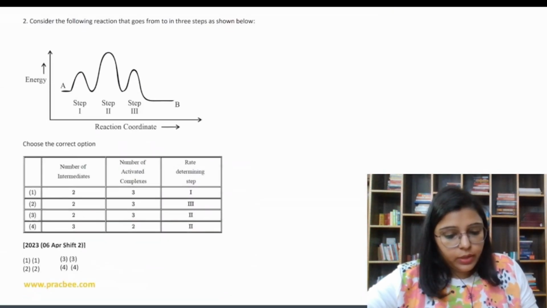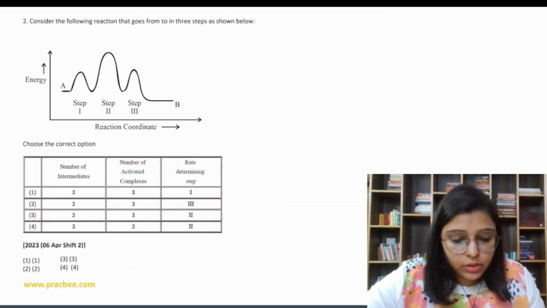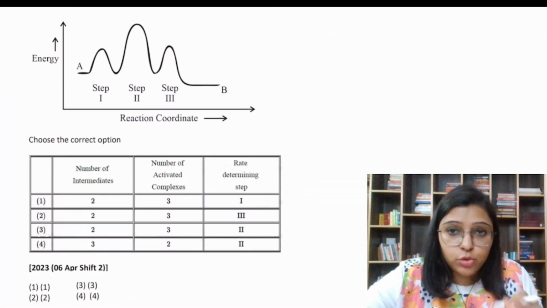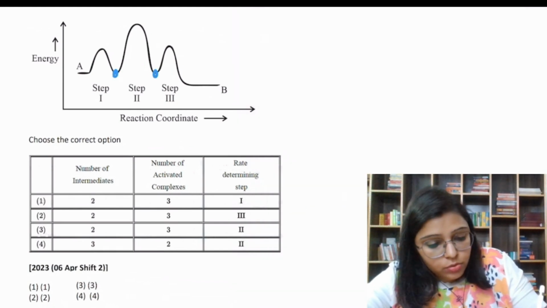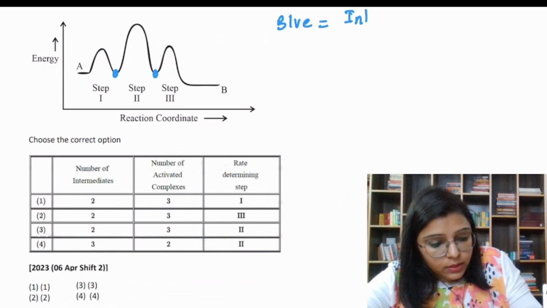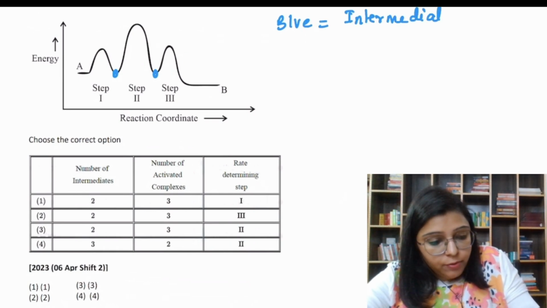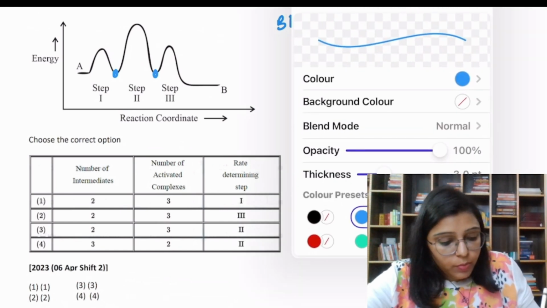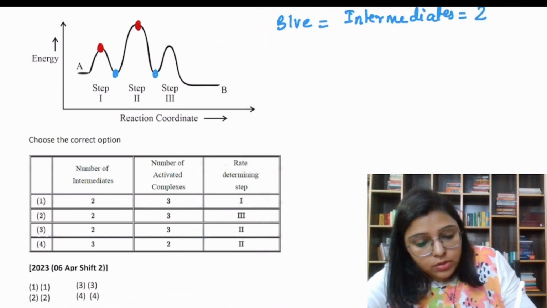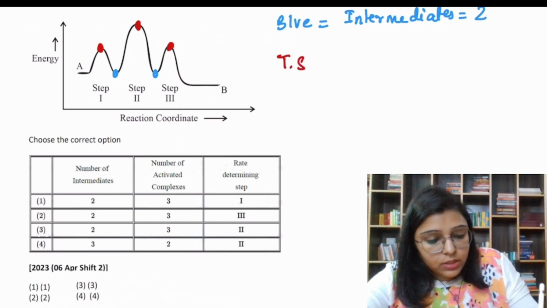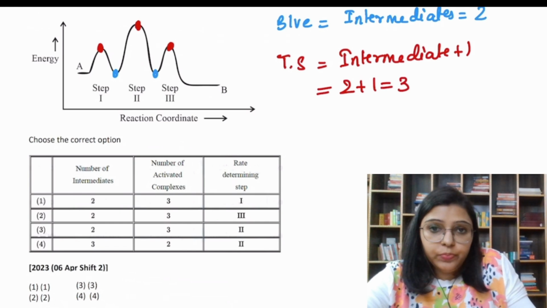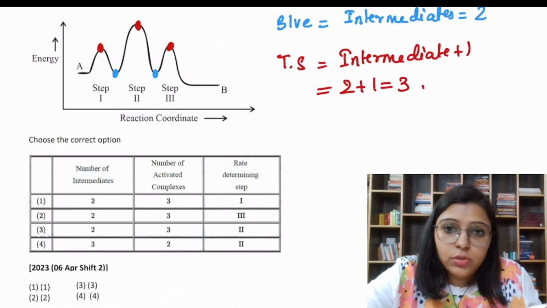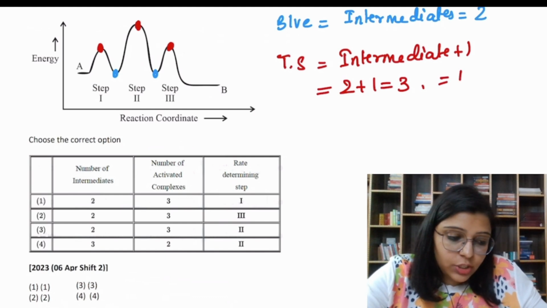Clear? Now let's do the next question. Consider the following reaction that goes in 3 steps as shown below. See, this energy is the energy of the intermediate, and this blue one is the intermediate. If we have 2 intermediates, then how many transition states? 3 transition states. The number of transition states is the number of intermediates plus 1, so 2 plus 1 is 3. So the number of intermediates is 2, and the number of activated complexes, which are transition states, is 3.